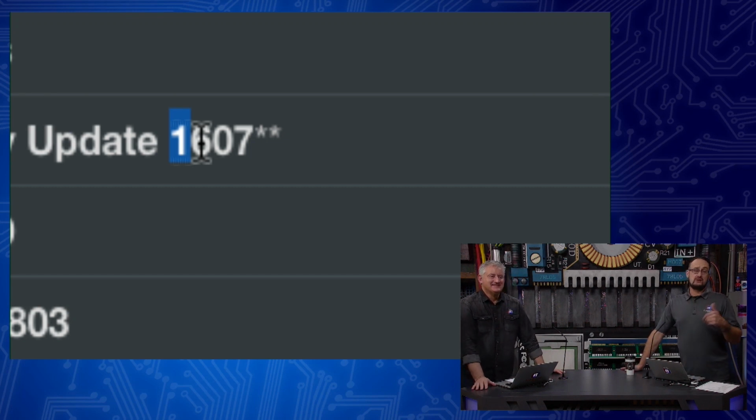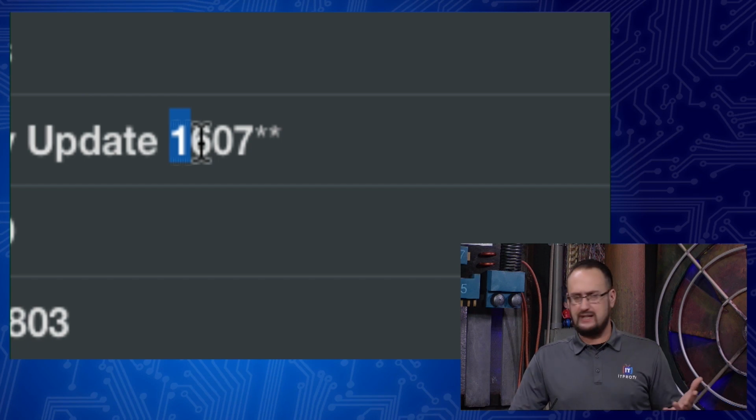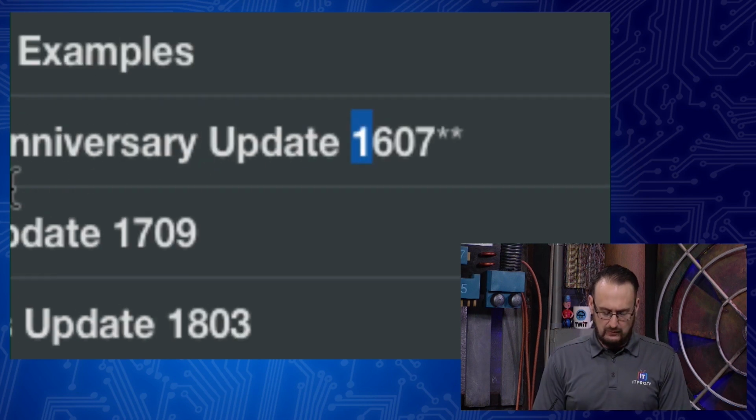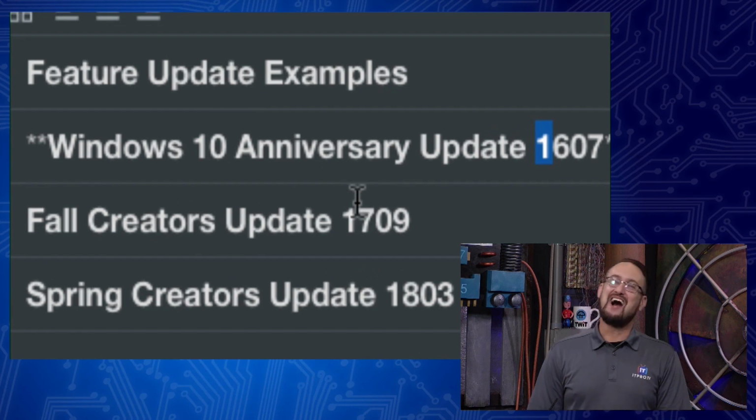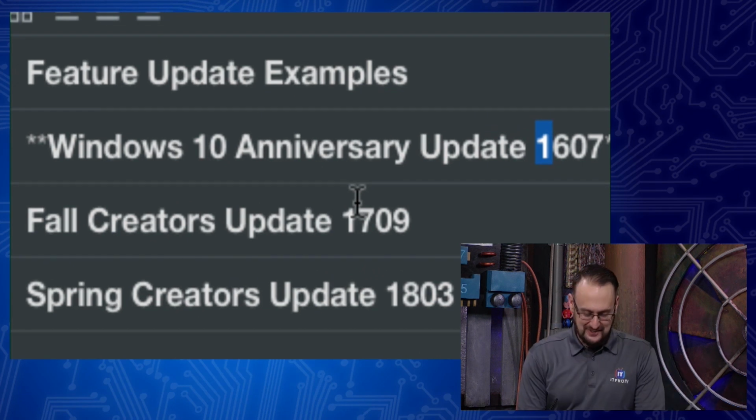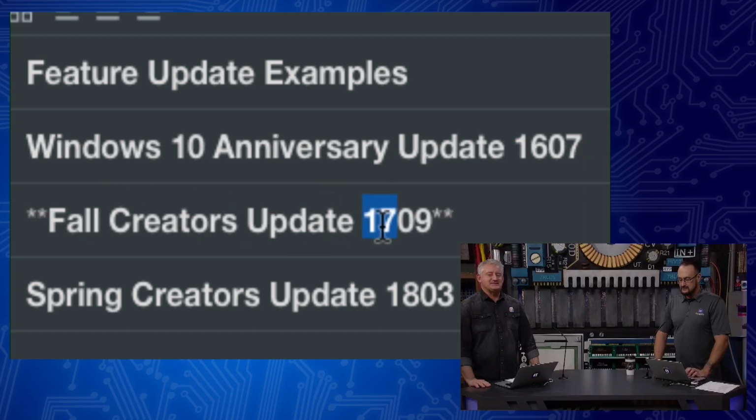So 1607, if you look at it, 16 is 2016, right? 07 is the month, so the 7th month of the year. And that's what they say. So if I look, without putting him on the spot, well, we'll put him on the spot again, all right? Poor Zach over here, I'm throwing him curveballs. So notice the Fall Creators Update here. Can you tell me what you think? September of 2017. Very good.